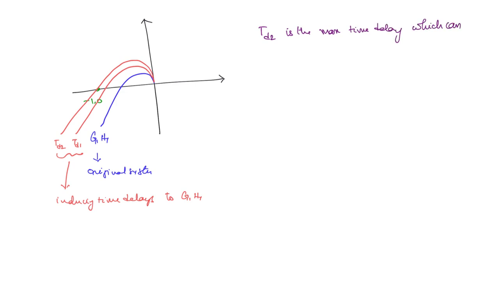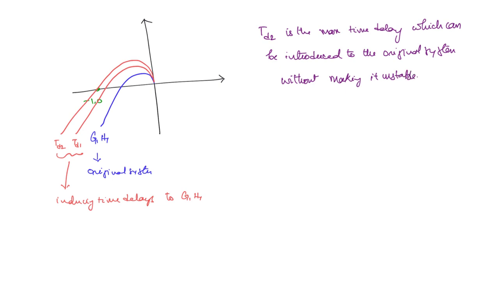which can be introduced to the original system without making it unstable. So we need to know what is this maximum time delay, right? Beyond that, we should not introduce that time delay. So what is that? How do you find it? It is quite simple actually.